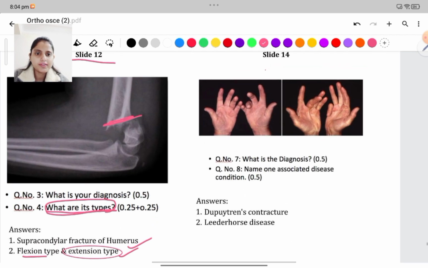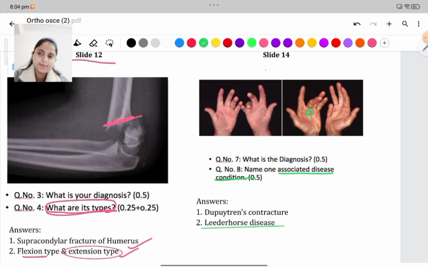Question number 14. What is the diagnosis? This is the Dupuytren's contracture, and this is associated with the Ledderhose disease.